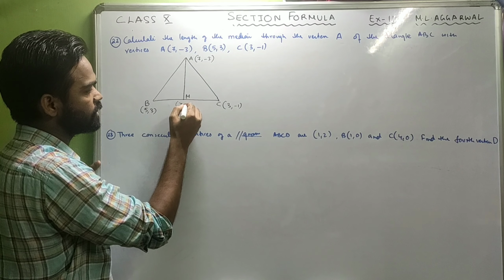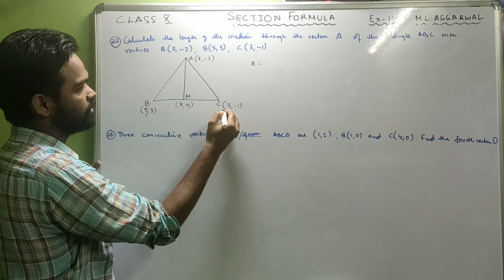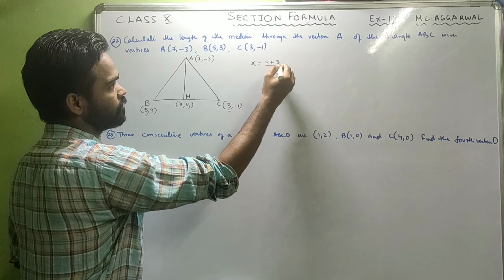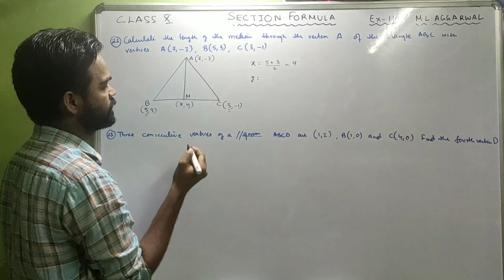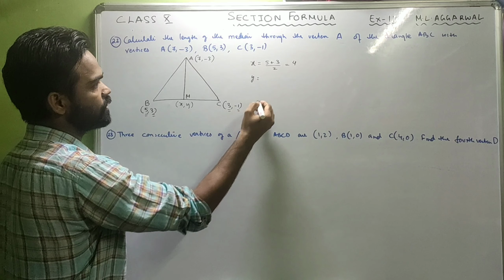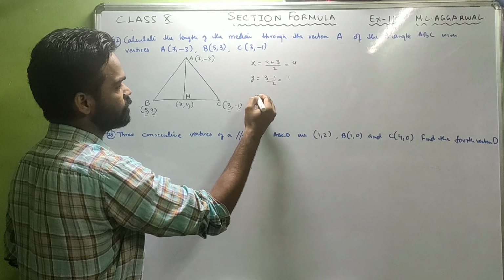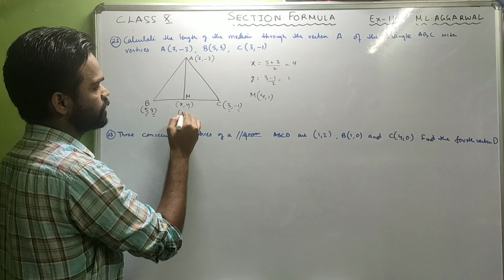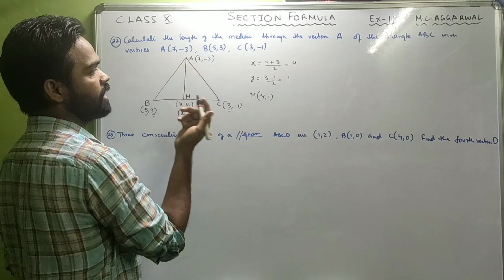So suppose this is x comma y, then x will be x1 plus x2 by 2, midpoint formula. So that's 8 by 2, that's 4. And y will be y1 plus y2 by 2, 3 minus 1 by 2. That's 2 by 2, that's 1. Which means the coordinate of M is 4 comma 1. Am I correct?